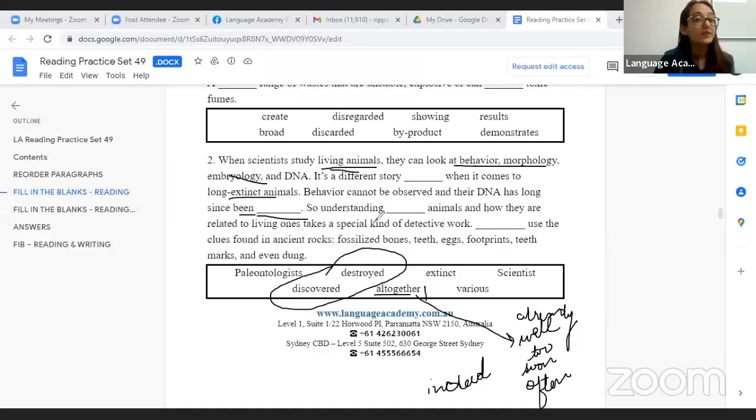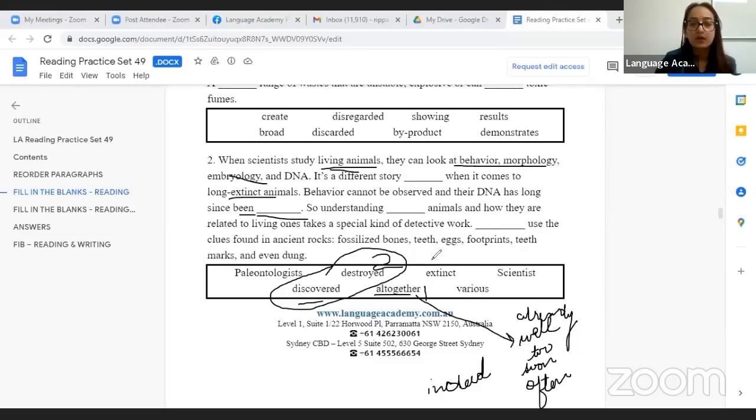We don't have the DNA, and some of you have selected discovered. If you say discovered, that will mean we have the DNA. But the context is saying the opposite. That is the problem. So the answer will be: and their DNA has long since been destroyed. That we don't have their DNA. We cannot look at the behaviors. So understanding dash animals and how they are related to living ones takes a special kind of detective work.